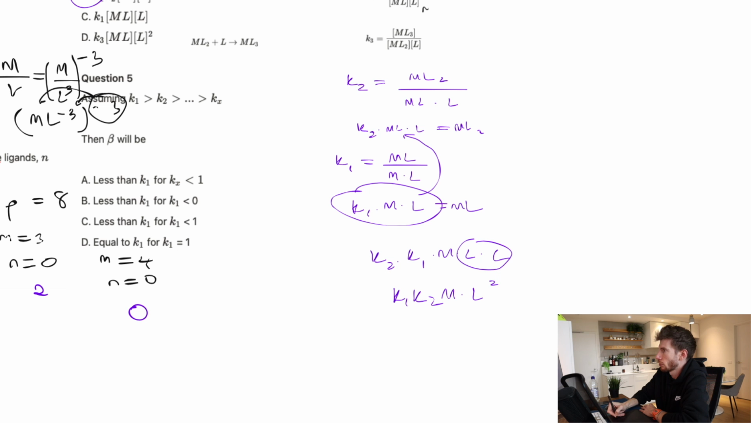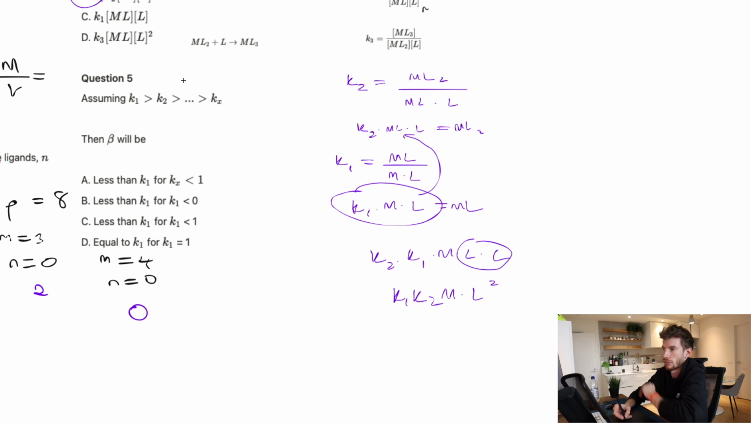The next one I've scribbled all over, so let's get rid of some of this. Assuming that K1 is greater than K2, which is greater than the next, and so on, all the way down to Kx, then beta will be what? Now, you can see the stem has turned into much more of a math stem than anything else. So remember that beta is the product of all of those, all the way down to Kx.